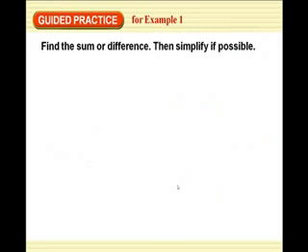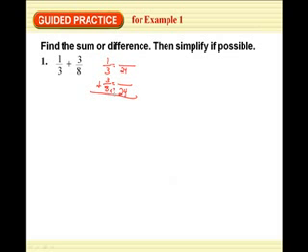Yep. Okay, so here's our guided practice. Find the sum or difference, then simplify if possible. So 1/3 plus 3/8. Okay, what's the least common denominator for 3 and 8? 12, no, 24. So times 3 would be 9, times 8 would be 8. So I'm getting 17/24. Yep, there we go.